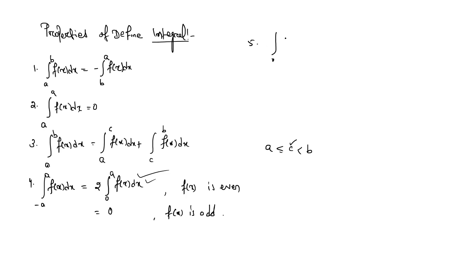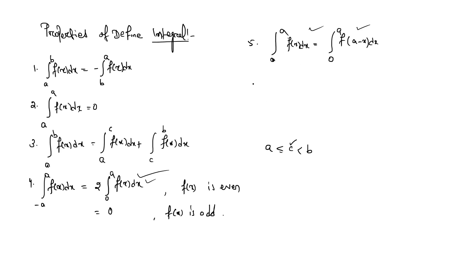Okay, so next is 5. There is 0 to a f of x dx, which is equals to, we write this as 0 to a f of a minus x dx. So the integration of this one is also equal to the integration of this one. These two values are the same.